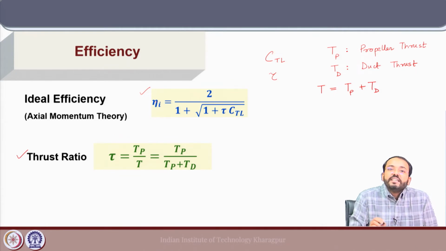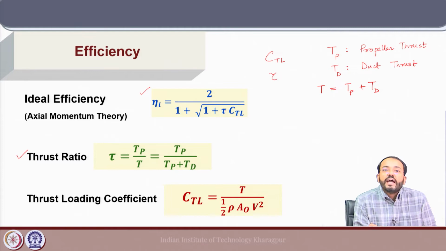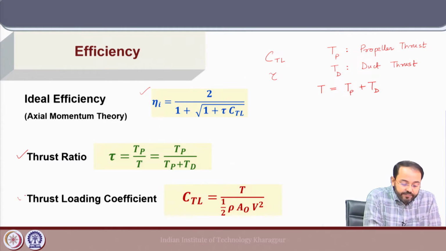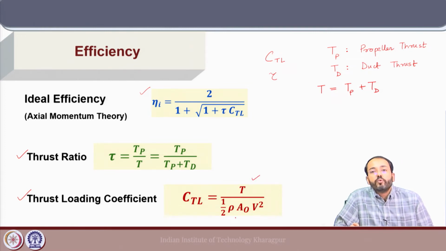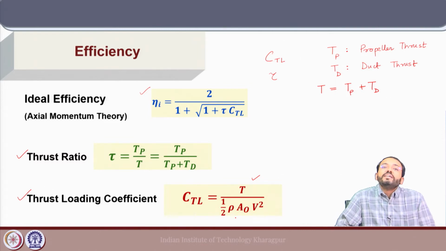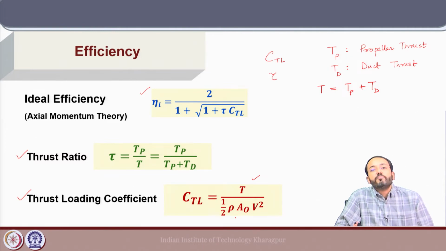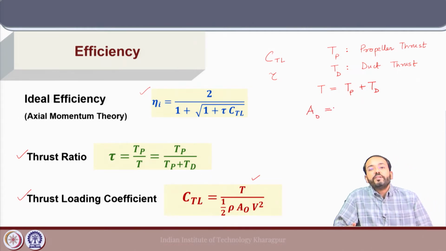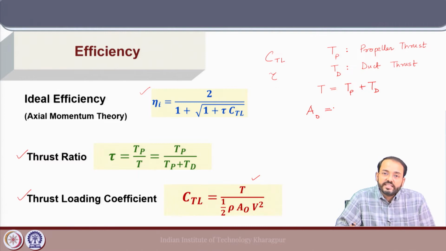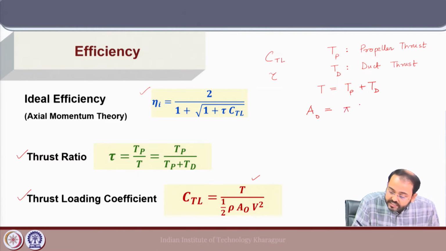this ideal efficiency is a function of the thrust ratio and the thrust loading coefficient given by this expression, which is the total thrust divided by half rho A0 V square, where V is the forward velocity or the velocity of advance, and A0 here in the axial momentum theory is nothing but the disk area, because in the axial momentum theory the propeller is replaced by an actuator disk. So, this is pi d square by 4, where d is the propeller diameter.